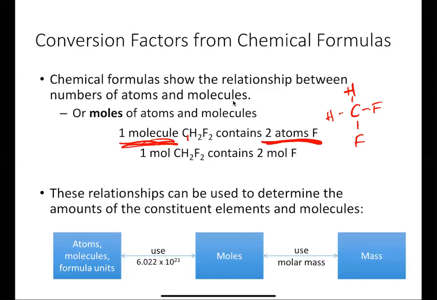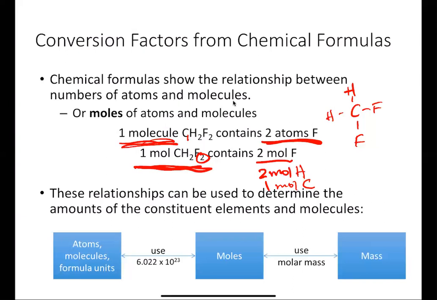So 1 whole mole of this molecule, which we remember is a giant number, it's 6.02 times 10 to the 23rd molecules of that. We can say that because there's a 2 here, that it contains 2 moles of fluorine. Okay, so 1 mole of CH2F2 also contains 2 moles of hydrogen and 1 mole of carbon. And so we can use these relationships as conversion factors to go between the elements and the molecules.